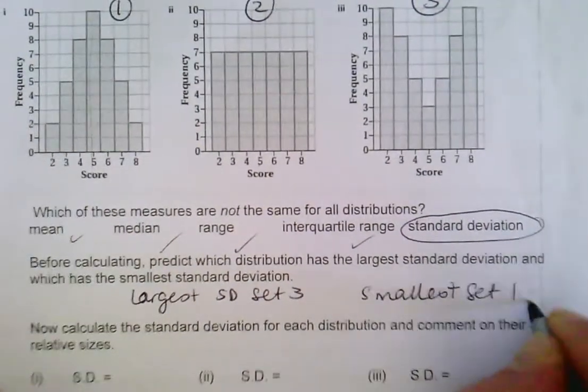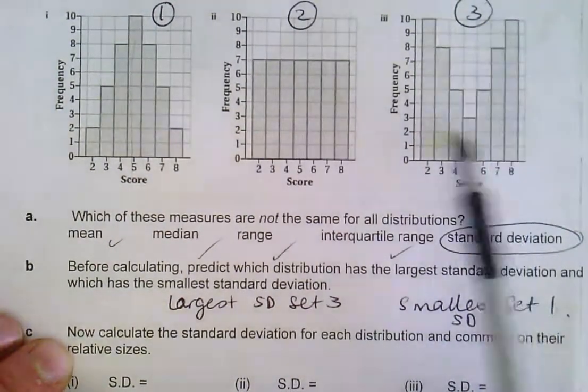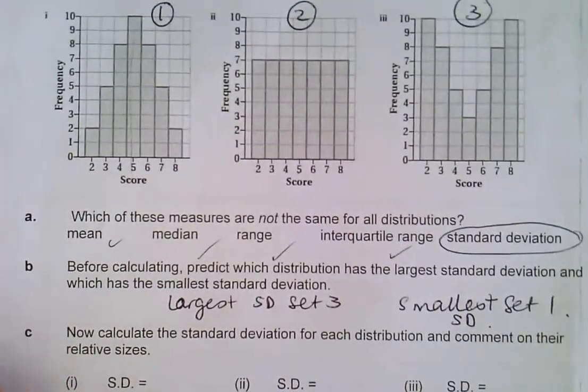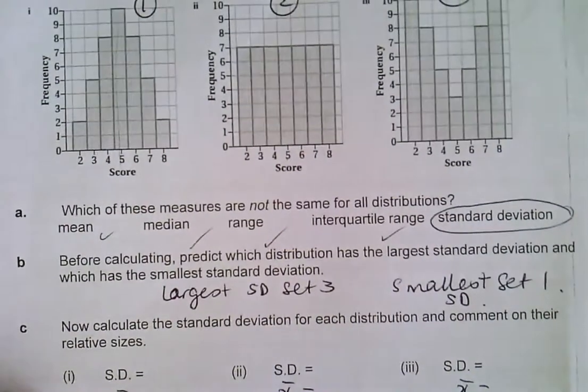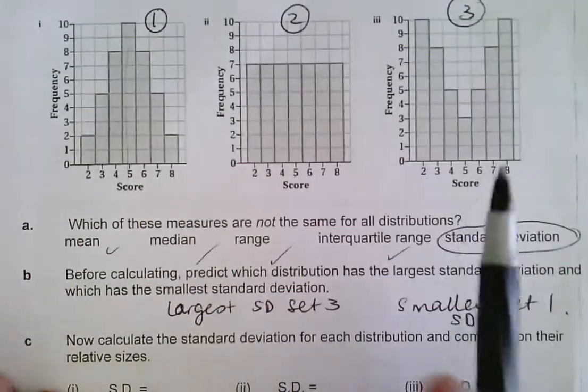Set 1. Now, just looking at these, we're predicting this has the largest standard deviation. Set 1's got the smallest. We think set 2's in the middle. And we think that all the means are the same. So now you're going to enter this data into your calculator.